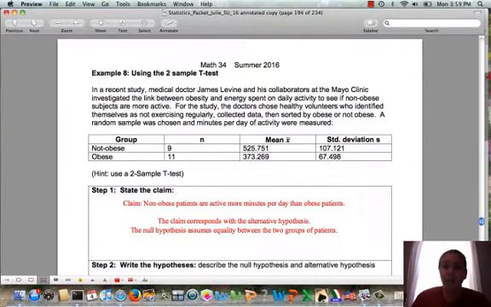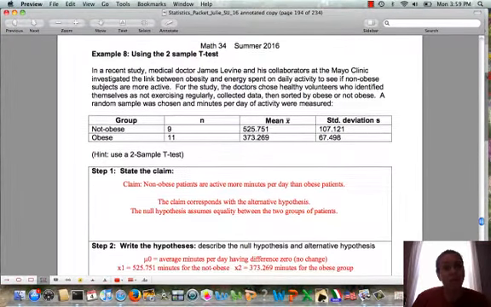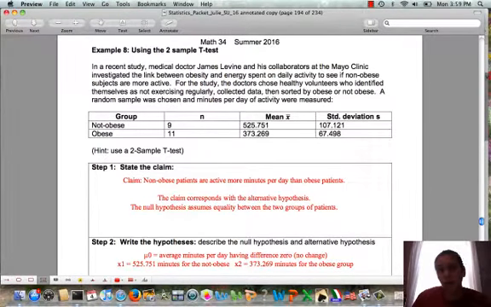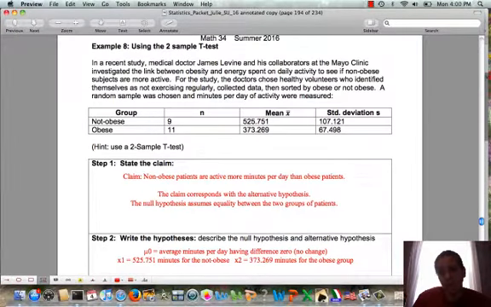Example 8 is using the 2-sample t-test, and so this is medical data from Dr. James Levine and his collaborators at the Mayo Clinic, and they investigated the link between obesity and energy spent on daily activity to see if the non-obese subjects were more active. So in the table, we have the two groups, and you can see their small sample sizes. N is 9 in the first group and 11 people in the second group. And then we have their mean minutes of daily activity and the standard deviations.